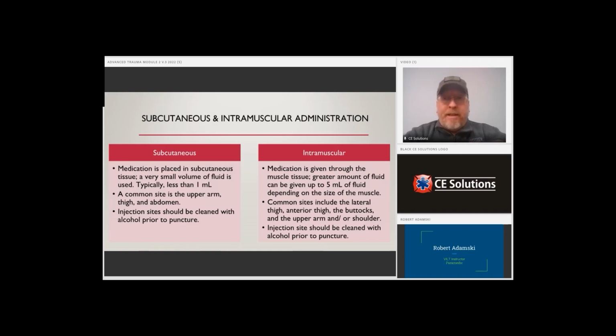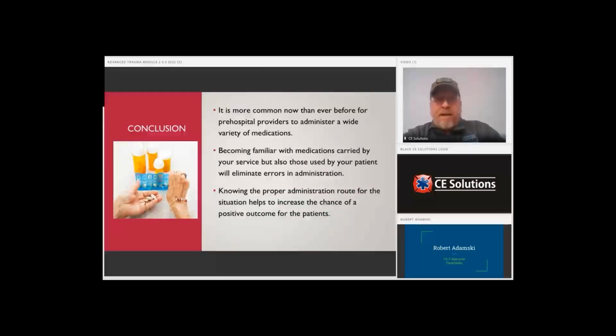And again, with both of these sites, because they're parenteral sites, you need to be aseptic. Just like any of our parenteral medication administrations, IV, IO, sub-Q, IM, etc., you need to be aseptic. So make sure you disinfect those sites before you administer the medication.